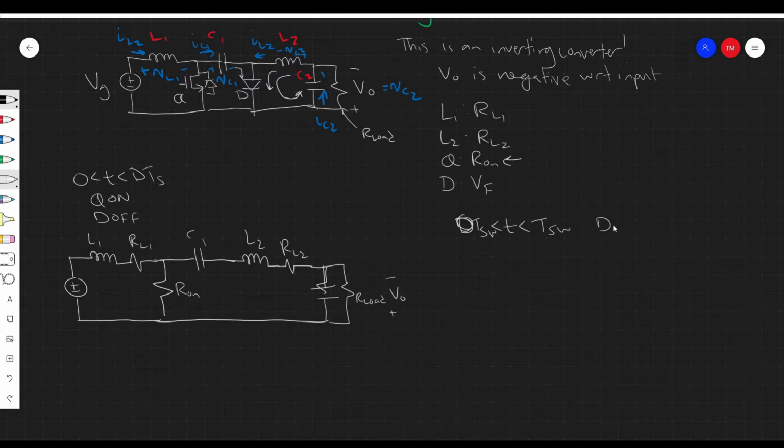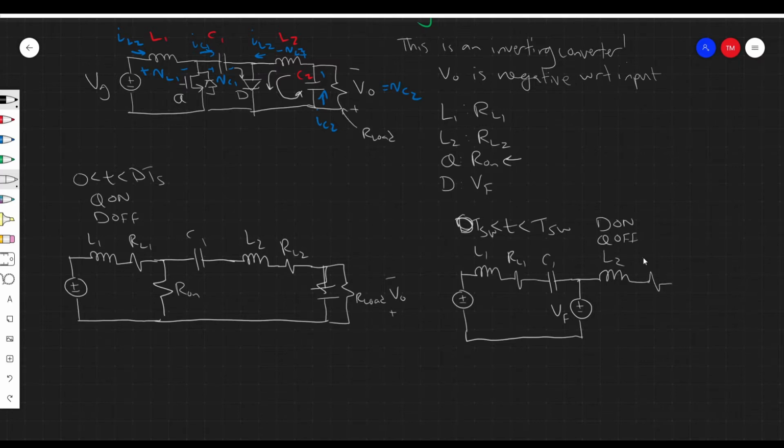And here the diode is on, and the MOSFET is off. So we have the input voltage, the inductor resistance. The MOSFET is off. This is connected to a capacitor. The diode is on, right? And the forward voltage drop VF is in this direction, right? So this is C1, RL1, L1. This is connected to an inductor, L2, which has a resistance RL2, which is then connected to the output capacitor and the load resistance. And this is again V out.